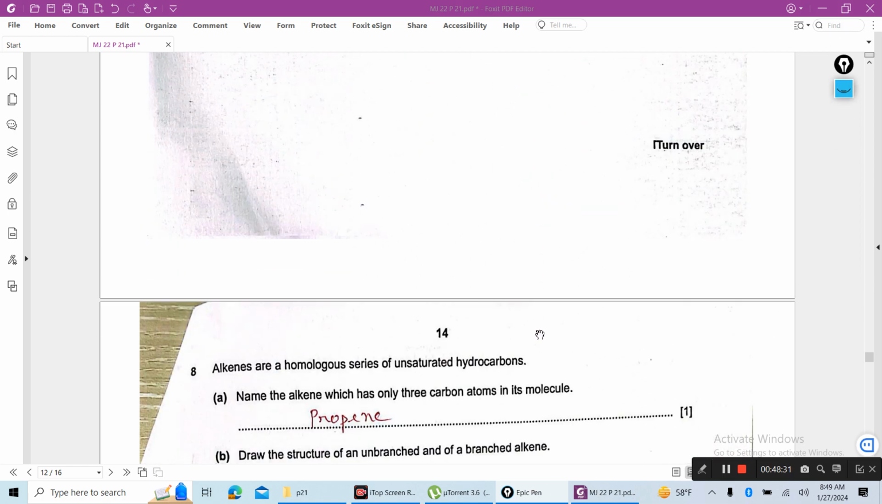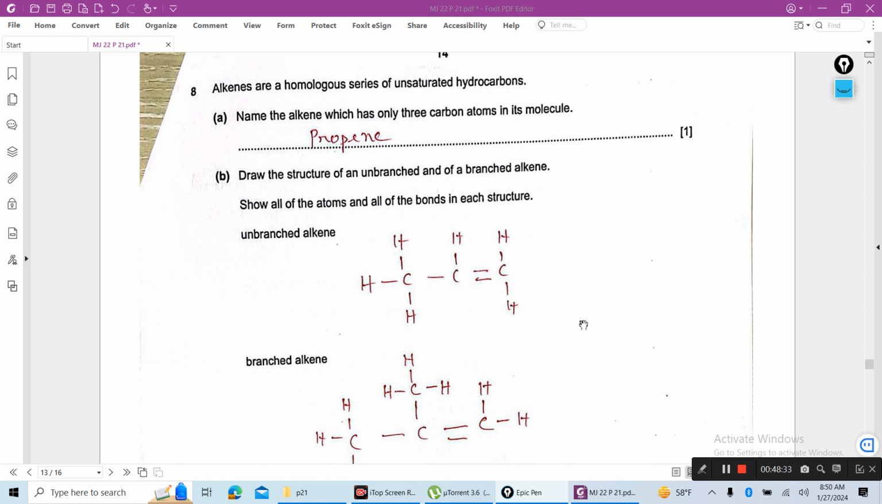Next, this is from organic chemistry. Alkenes are a homologous series of unsaturated hydrocarbons. Name the alkene which has only 3 carbon atoms in its molecule. Alkene. So, you know, propene: 2 carbon is ethene, 3 carbon is propene, 4 carbon is butene.